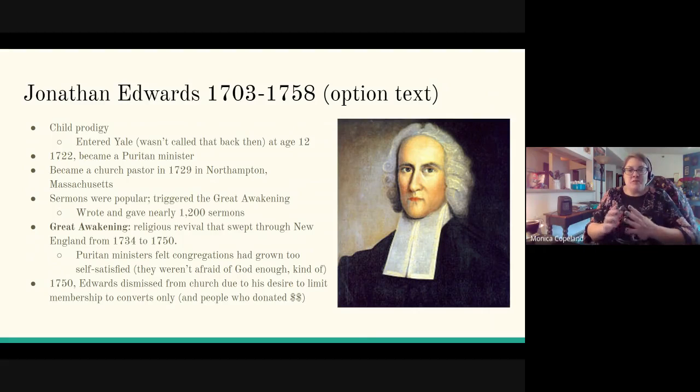Like a lot of our authors that we're going to be meeting in this class, he was a child prodigy. He entered Yale. It was called Royal College then, but he entered Yale at the age of 12. I don't know about you, but I'm not smart enough to get into college at the age of 12. Dang, Jonathan Edwards, good on you. He became a Puritan minister. He really strongly believed in his faith. He was the kind of minister that really preached about hellfire and brimstone. Like, if you do this, you're going to hell. He was pretty harsh, actually.